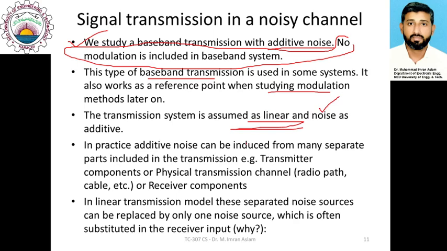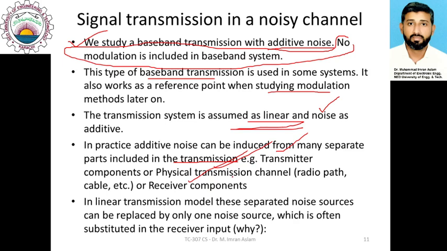Practically, the noise in any system can exist in any part of the system. It can exist in transmitter components. It can exist in the channel. It can exist in receiver components. So noise can exist in any part of the system.